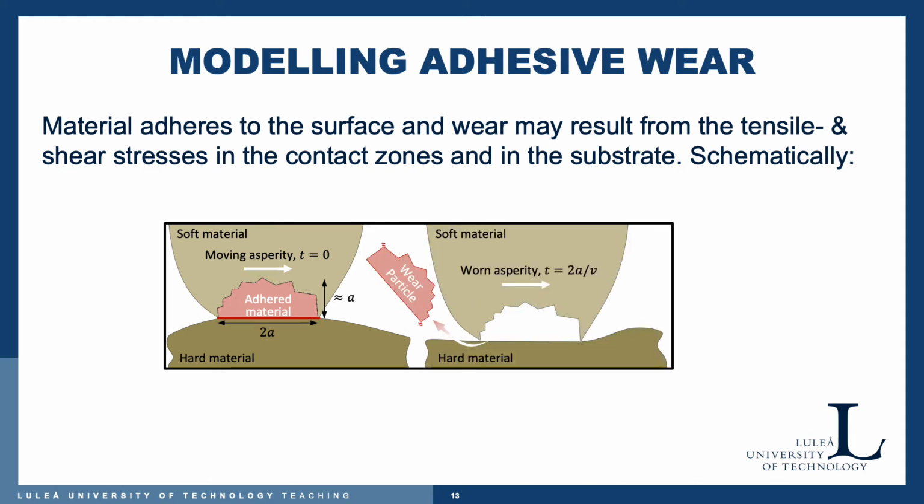And if this asperity now moves a certain distance, so we look at the next time step, which is 2a over v, where v is the sliding velocity of this asperity, then perhaps a wear particle has been taken off the asperity, and we have wear.